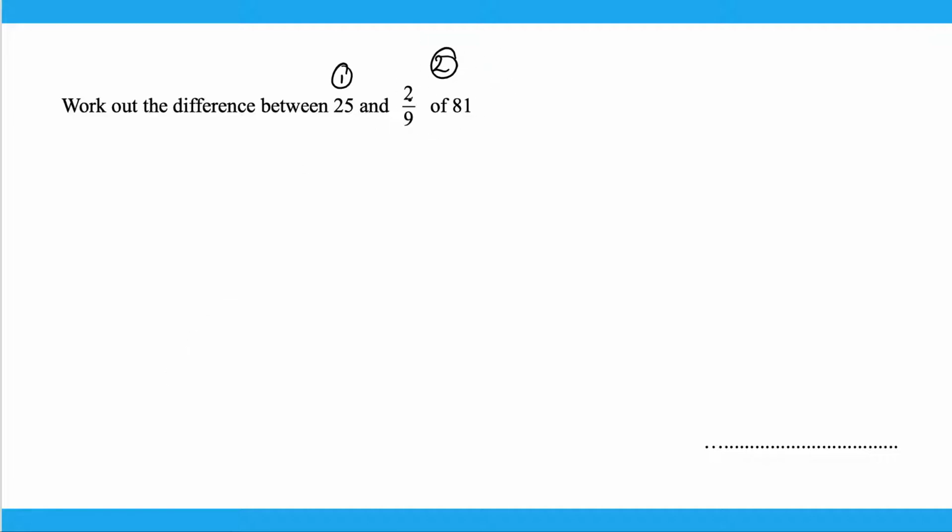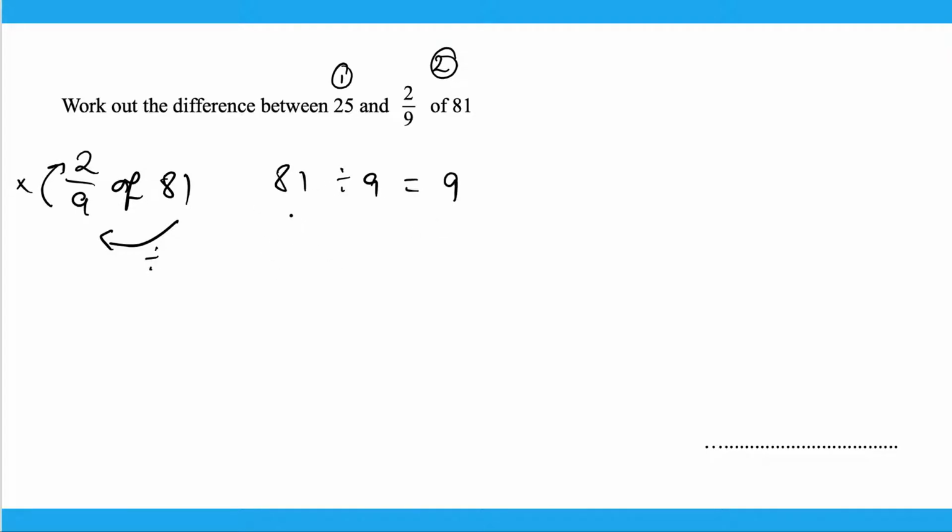Let's make this into a proper number. Okay, so 2/9 of 81, we can divide and then we can multiply. So we would do 81 divided by 9, giving us 9, and then you would do 9 multiplied by 2, which is going to give you 18.